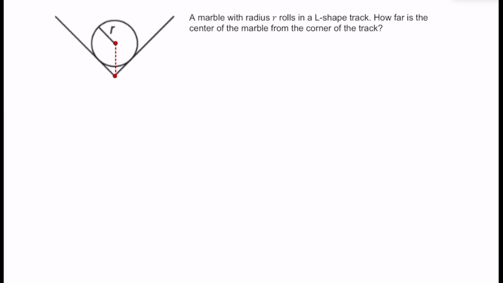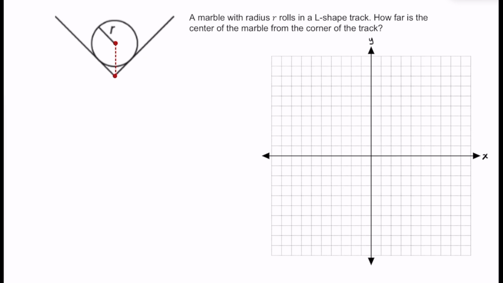Alright, so here is our coordinate plane. Let's take our image and rotate it and throw it onto the coordinate plane. So here is our diagram rotated and put on the coordinate plane. We still have the center of this circle right over here, and we're going to try to find the distance between that and this origin here, or the corner of that L. This right here is the distance that we are looking for. Let's label the center of the circle with the coordinates x, y.